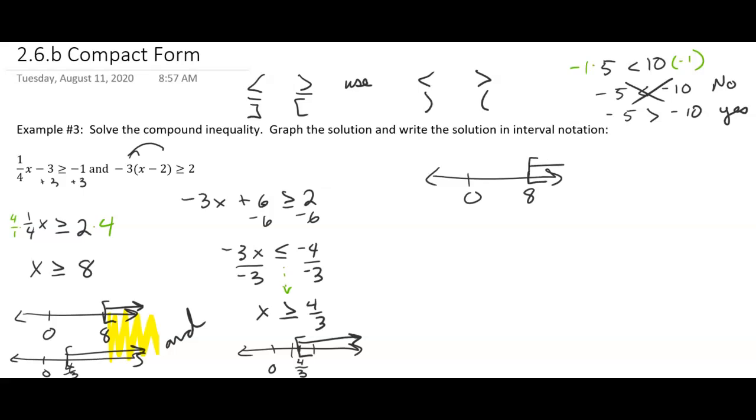And so here comes the graph. It says graph the solution. That's the graph. And then write in interval notation. So it's going to be square bracket.